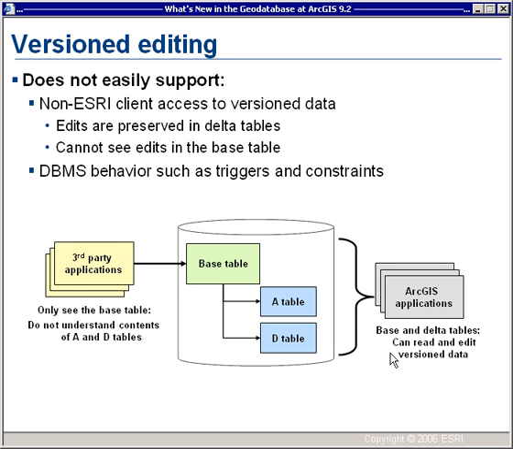Versioned editing does not easily support non-ESRI client access, as the edits are stored in the A and D tables, not the base table. So most applications are going to read the base table and not understand the contents of the A and D tables. So if we look at the slide, our third-party application is accessing all the data in the base table, and only our ArcGIS applications understand the contents of the A and D table and the version architecture.